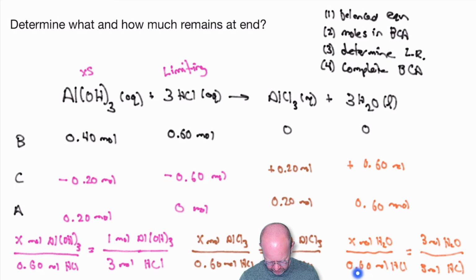So if we have 0.6 moles of hydrochloric acid consumed in the process, when we solve for x, we can see that these two cancel to become 1. It's got to be 0.6 moles of water at the end. So now we have our complete BCA table.